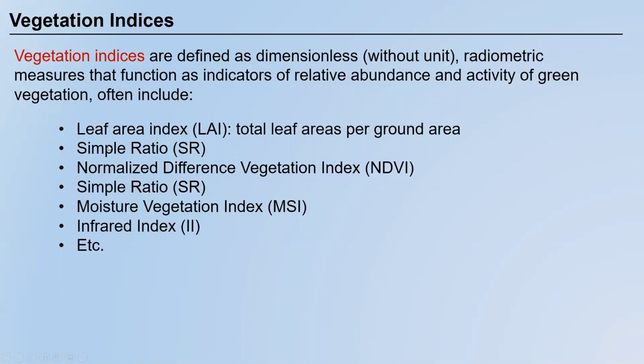Okay, so a widely used one is LAI, leaf area index, the total leaf area per ground area, or the simple ratio. I introduced this before in this class. NDVI is the most commonly used one, even among these commonly used indices.